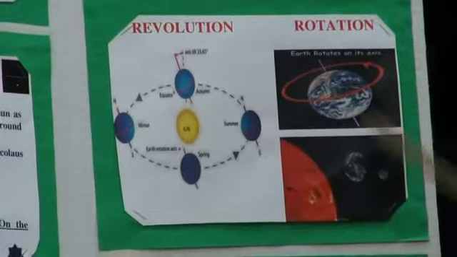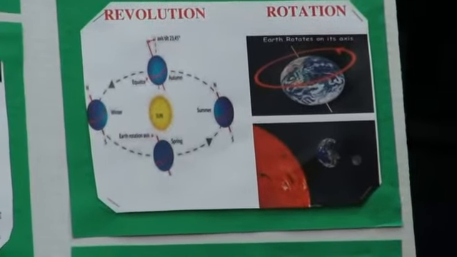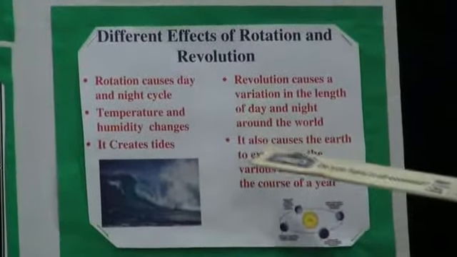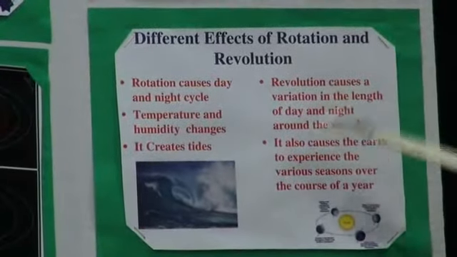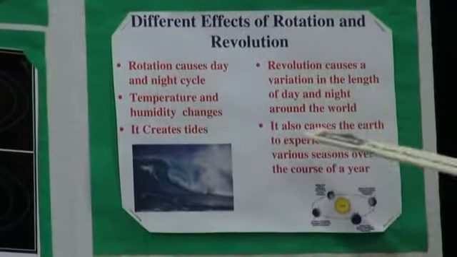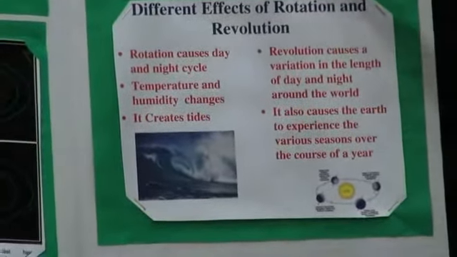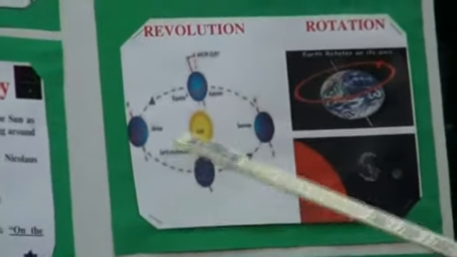And different effects of rotation and revolution. Rotation causes the day and night cycle, temperature and humidity changes, and it creates tides. And revolution causes a variation in the length of day and night around the world. It also causes the Earth to experience the various seasons. So when the Earth is going around the sun, it causes autumn, winter, spring, and summer.